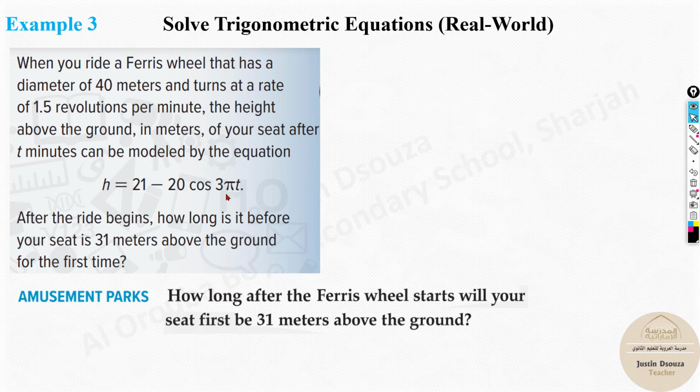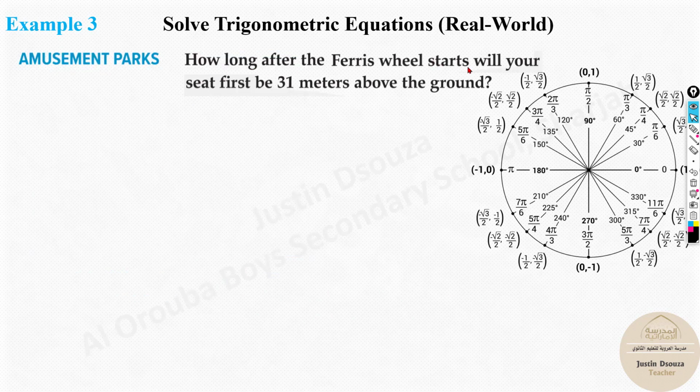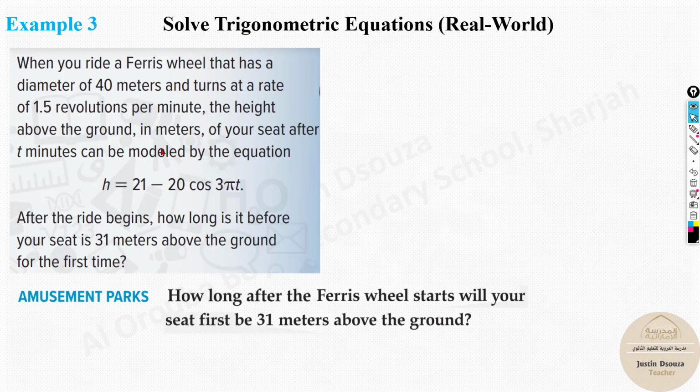Height is equal to 21 minus 20 cos 3 pi t. After the ride begins, how long is it before your seat is 31 meters above the ground for the first time? So you need to find how long after the Ferris wheel starts your seat will be 31 meters above the ground. Over here they have told us a Ferris wheel is turning, everything is given, and this is the model.